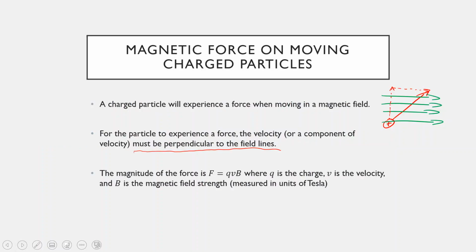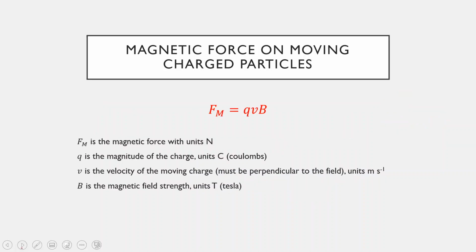So we want to know the magnitude of this force. What size is the force? That's given by this equation here: F equals QVB. Let's see that in bigger, bolder red letters. Magnetic force, F_m, equals Q times V times B. F is the force, with units of newtons. Q is the charge of the particle. V is the velocity of the particle in meters per second. And B is the strength of the magnetic field, which has units of Tesla, or just the letter T.